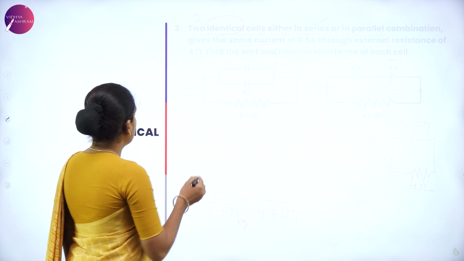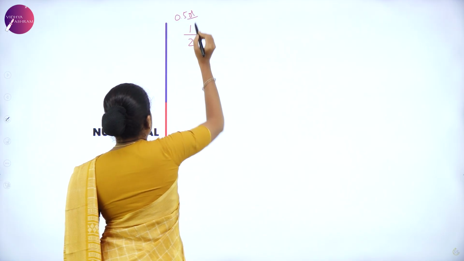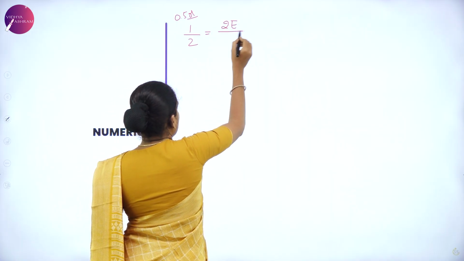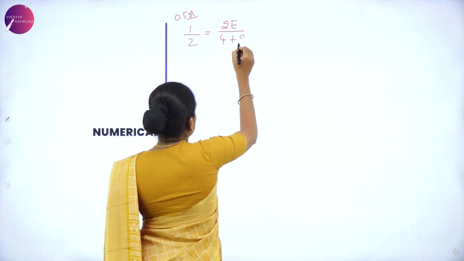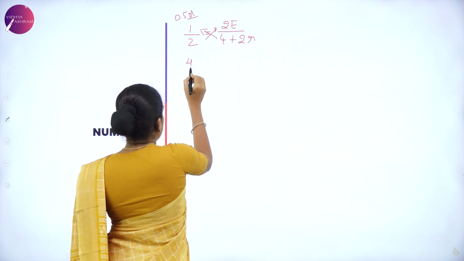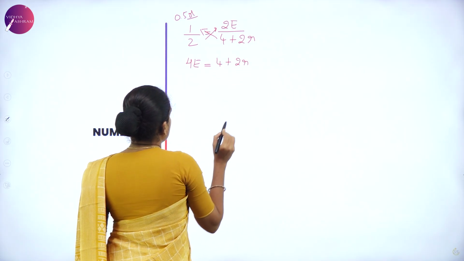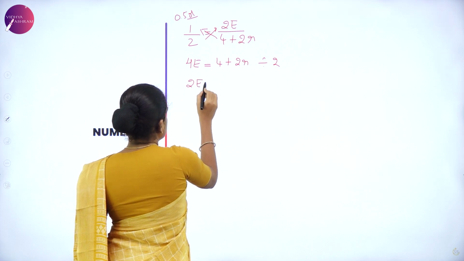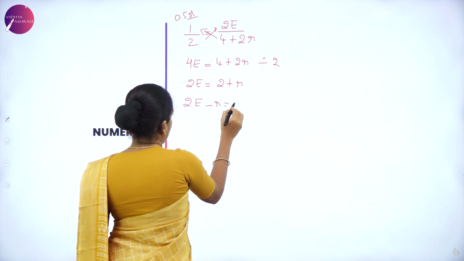What is the value of I? I value is 0.5. Let me write it as a fraction, 1 by 2, which is equal to 2E by 4 plus R value is 2R. Cross multiply this, then 4E is equal to 4 plus 2R. You can divide this by 2, then 2E is equal to 2 plus R. 2E minus R is equal to 2.